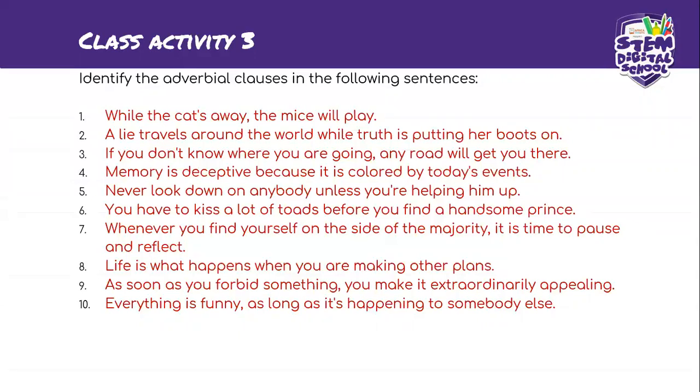Let us think about it. While the truth is putting her boots on, a lie travels around the world. You are correct. During the time when a lie travels around the world, the truth is still busy putting her boots on. If the truth was quicker, then the lie would not have had a chance to travel around the world. Thank you so much, Lesedi. That is correct. Number three, if you don't know where you are going, any road will get you there.